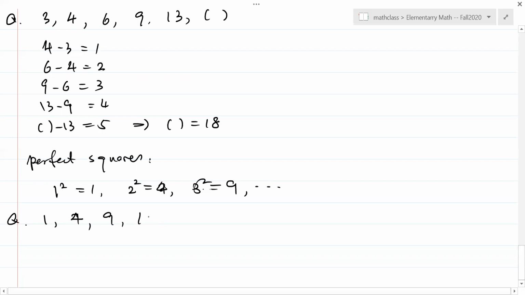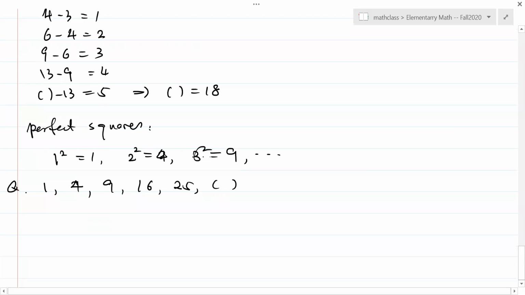then I get 1, 4, 9, 16, 25, and what is the next number? Right, the next number is 36, because 6 squared is 36.